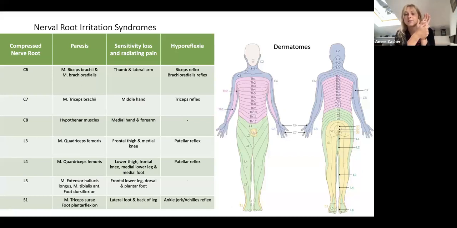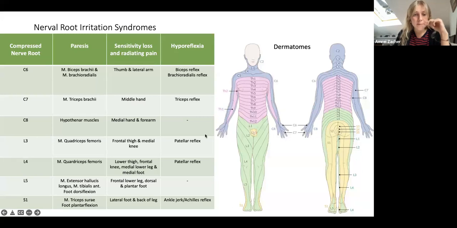C8 would show as a paresis of the hypothenar muscles, which are the muscles that are here on the opposite side of the thumb, and would also present sensitivity loss or radiating pain to the medial hand and the forearm. And there isn't really a reflex that goes with that. Then we go down to the lumbar spine.